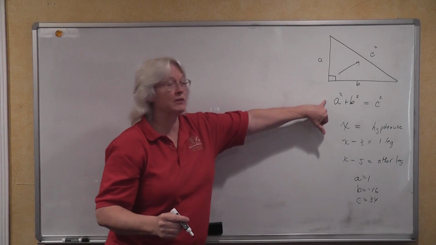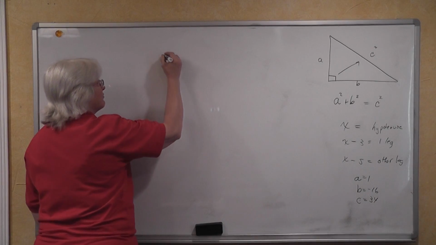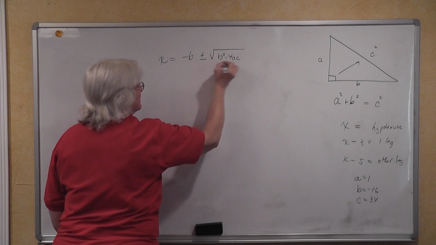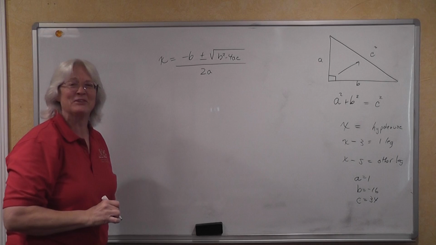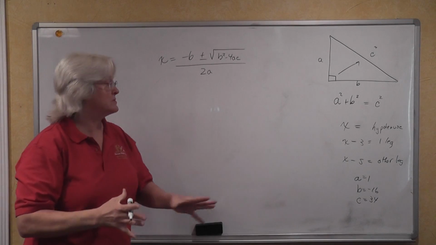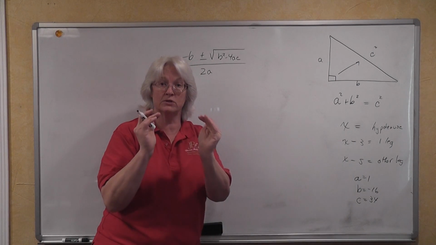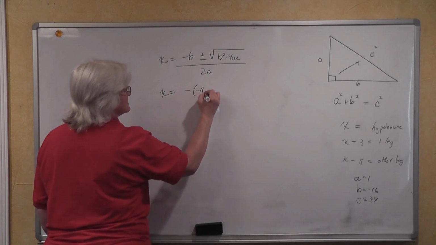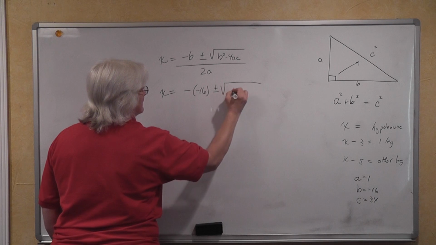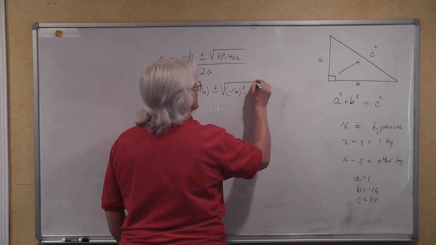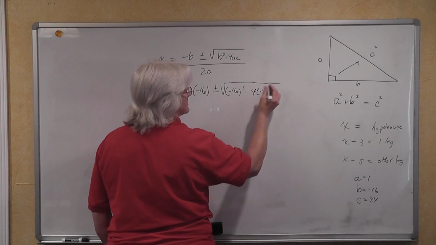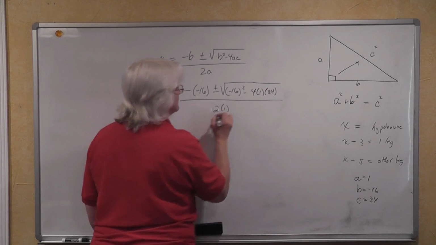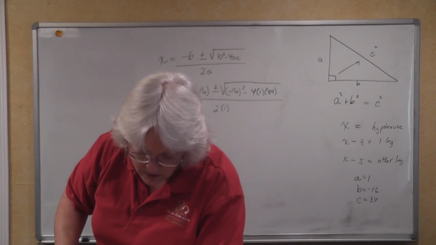What's our Pythagorean theorem? Our Pythagorean theorem is a squared plus b squared is equal to c squared. Our quadratic formula is x is equal to the opposite of b plus or minus the square root of b squared minus 4ac, all of that over 2 times a. What do we do now? Simply substitute in the values for the variables, making sure to enclose those values in parentheses. We now have x is equal to the opposite of negative 16 plus or minus the square root of negative 16 squared minus 4 times 1 times 34. All of this is divided by 2 times 1. And now we're simply going to go ahead and carry out our operations here.